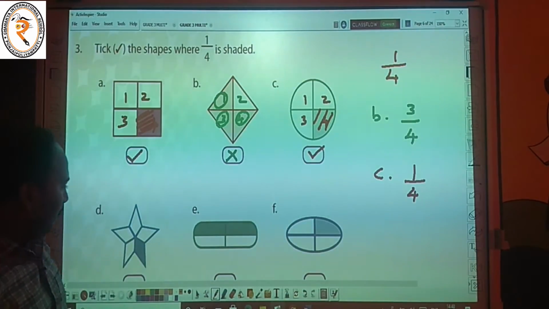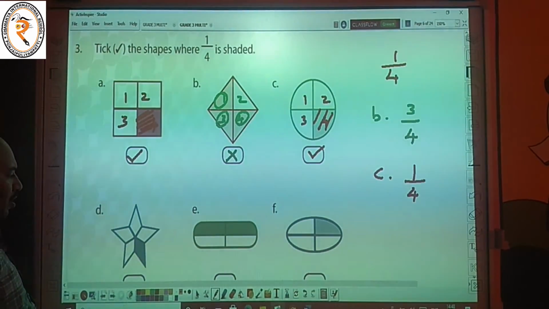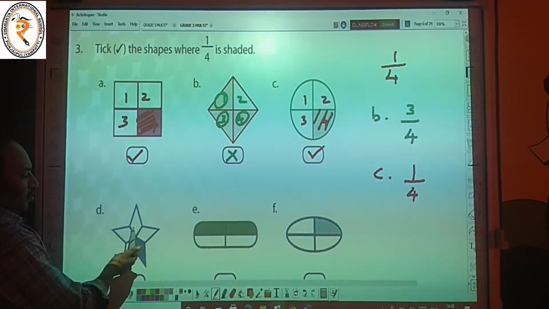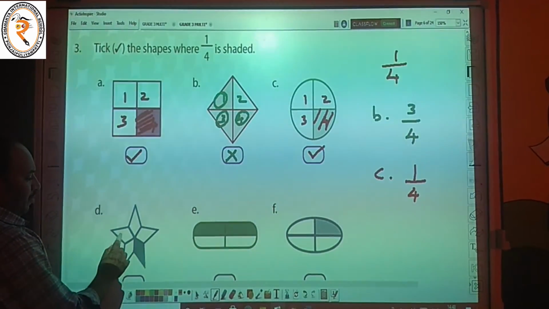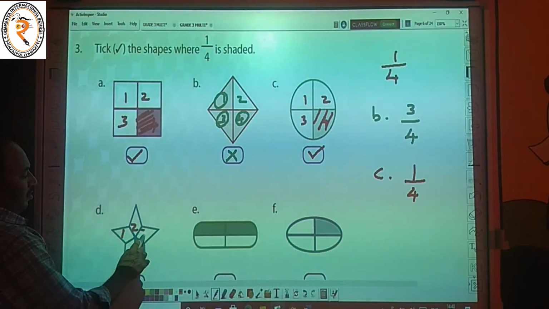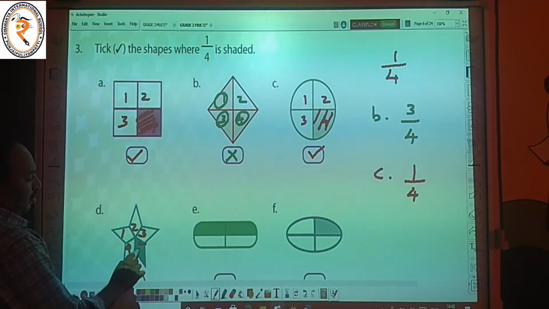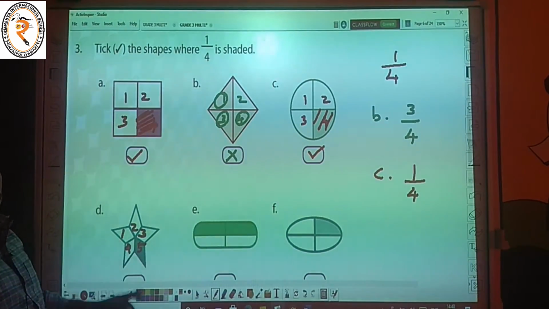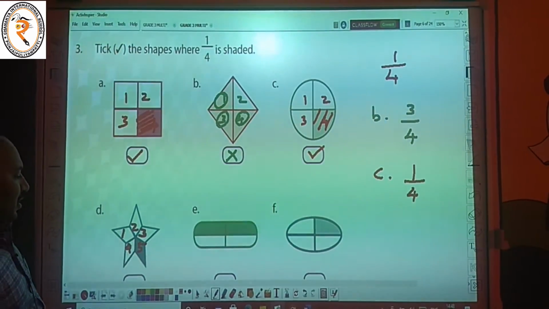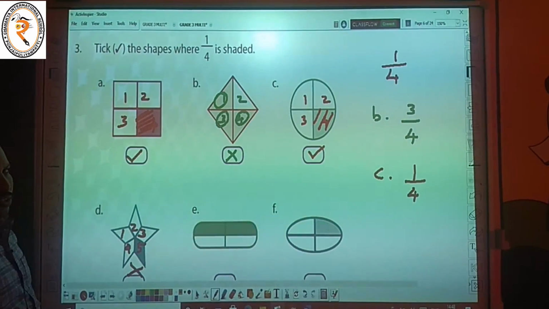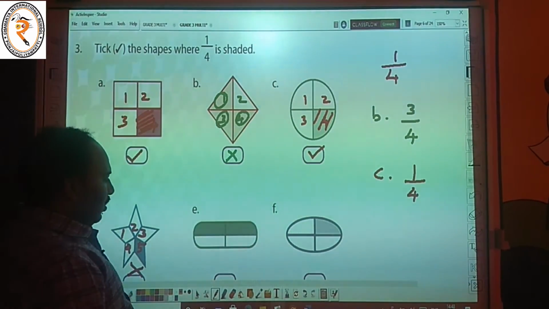The next one, D part. We have 1, 2, 3, 4, 5 parts. The first condition is a failure, so it's also wrong. The next one, E part.